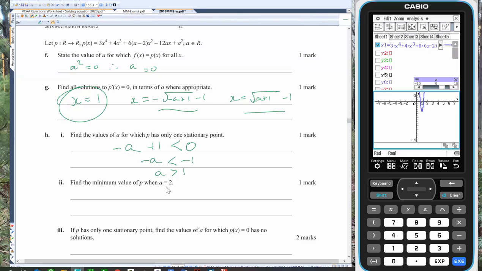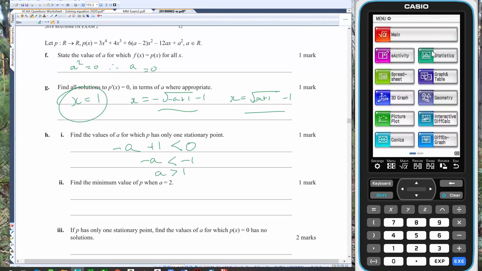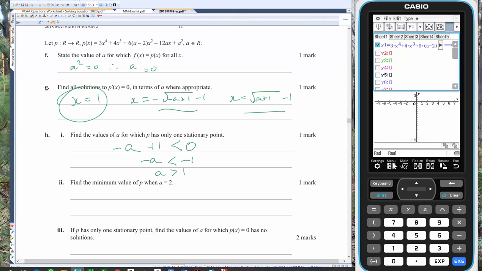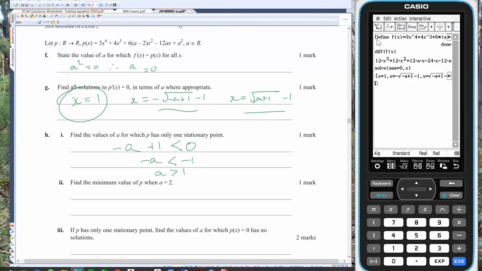Find the minimum value of p when a is equal to 2. Okay, now, what we're going to do is go back into the main section, and I'm going to do f of x with a equal 2. And there's the new f of x. So what I'm going to do is I will diff that function, solve it. So what I can presume is that there's only one stationary point, so that's got to be its minimum.